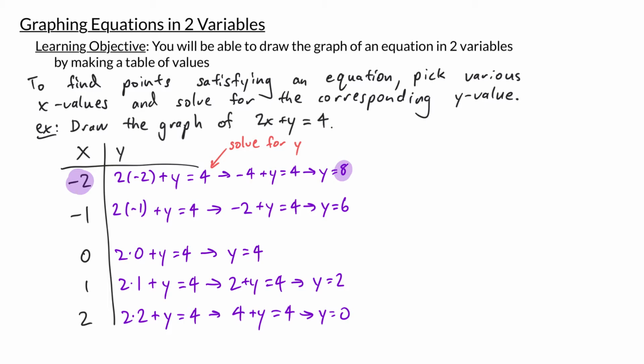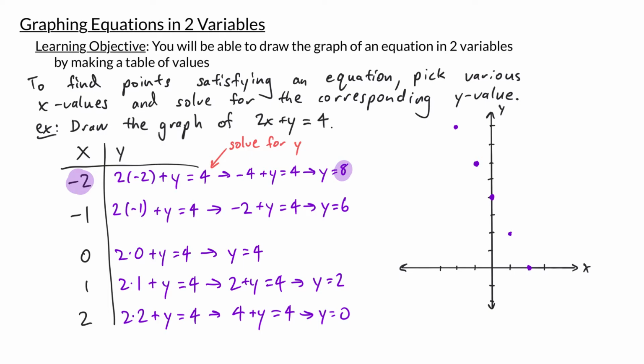But what we can do is plot these 5 points on the xy plane and see if they form some sort of pattern. So on our coordinate plane here, we'll plot each of our points. First, we have the point -2, 8. Then we have -1, 6. Then 0, 4. Then 1, 2. And then 2, 0.